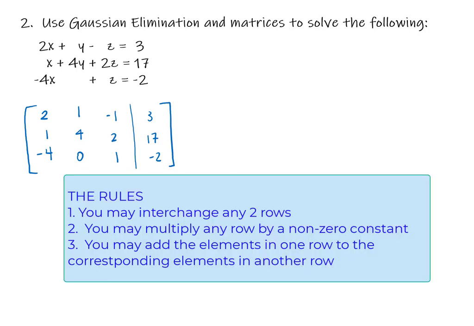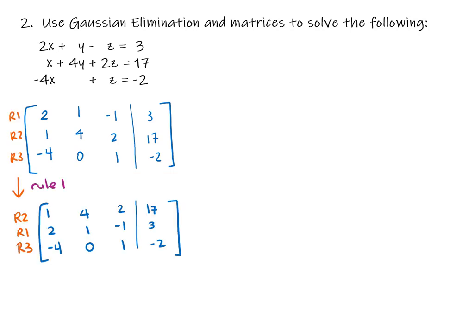And so looking at the rules, which rule are we going to use to get a 1 in the upper corner? The easiest rule is, if there's already a 1 in the first column, let's just rearrange those rows so that the 1 is in the first position. So we're going to take that row 2 and put it in the row 1 spot. So you can see we just switched the order of row 1 and row 2, and now we have a 1 in that top spot.